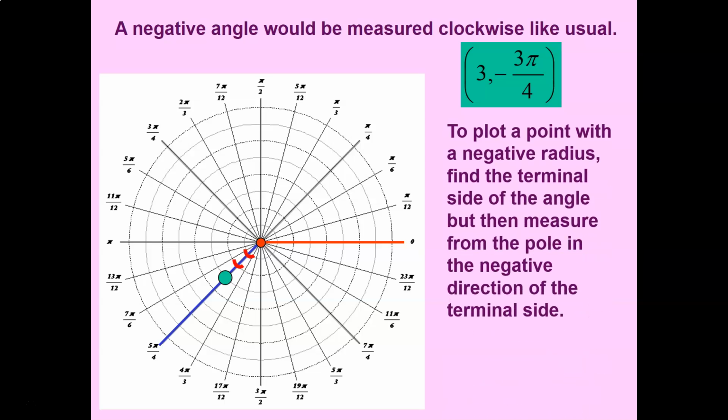To plot a point with a negative radius, this is where it gets a tiny bit trickier. First, you find the terminal side of the angle, but then you measure from the pole in the negative direction. Let me show you what I mean. (Negative 4, 2 pi over 3). Remember, the first step is always to find the angle. Since the angle is positive, we go up 2 pi over 3. There's the line. Now, since the radius is negative, you imagine going backwards 4 steps and put the dot there.